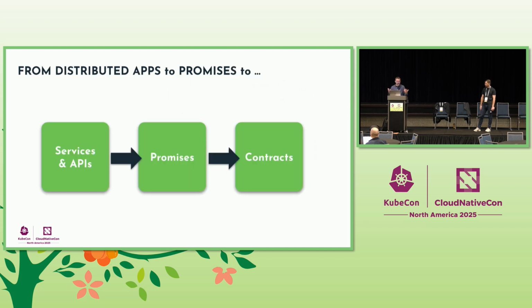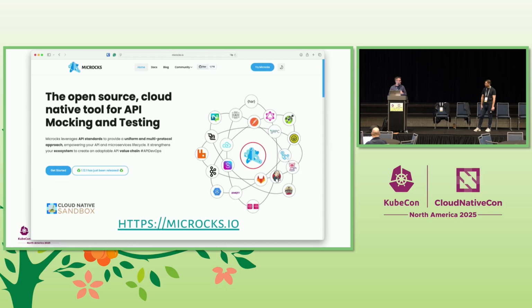And thankfully, those services are distributed. They represent APIs, which represent promises that can be translated into contracts. And so the idea here is to reuse those contracts to provide simulations using Microcks. Microcks is a CNCF project, and it is purely focused on API simulation, API mocking and API testing. And the unique thing in Microcks is that it provides a very uniform way of doing things, whatever the style of API. It could be a REST API, GraphQL API, gRPC, or an event-driven API.